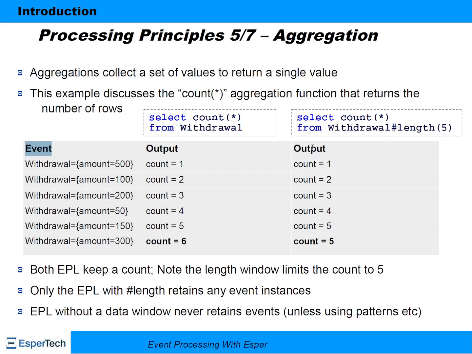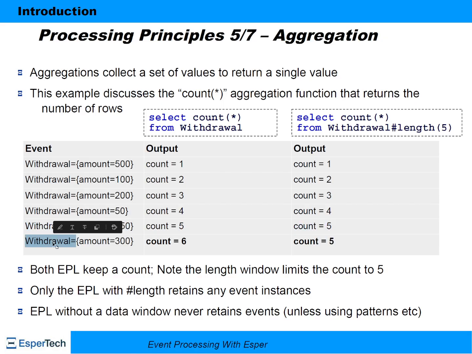When the withdrawal event with amount 500 comes in, both EPL output a count of 1. When the withdrawal event with amount 100 comes in, both EPL output a count of 2. When the withdrawal event with amount 200 comes in, both EPL output a count of 3. When the withdrawal event with amount 50 comes in, both EPL output a count of 4. When the withdrawal event with amount 150 comes in, both EPL output a count of 5.